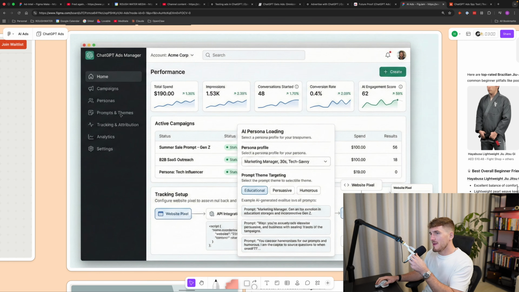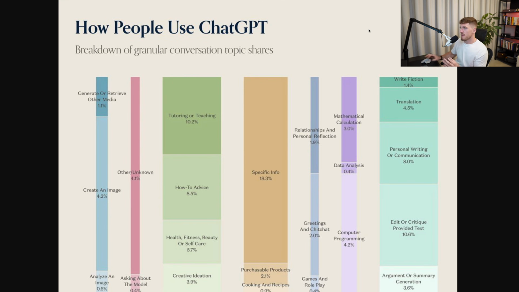On top of that, what I believe you're then going to be able to target are specific prompts or themes. As you'll know, people are going to ChatGPT to solve problems. And as you'll see in this image, people are using ChatGPT for so many different reasons, whether it be searching for specific info, where your product or service could be the solution and an advert would make a lot of sense, whether it be searching for specific purchasable products, asking for help with tutoring or teaching, how-to advice, or writing. There's many different ways that people are using ChatGPT, and therefore there's lots of different prompts that people are searching.